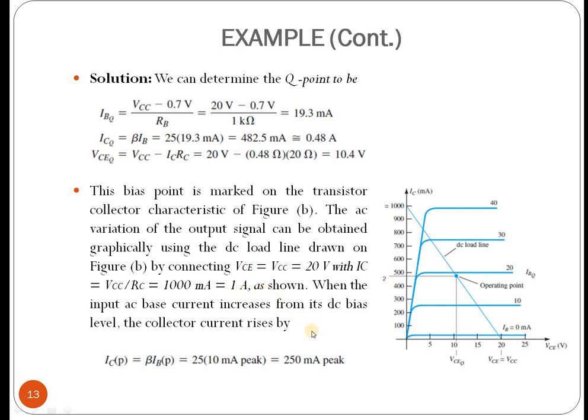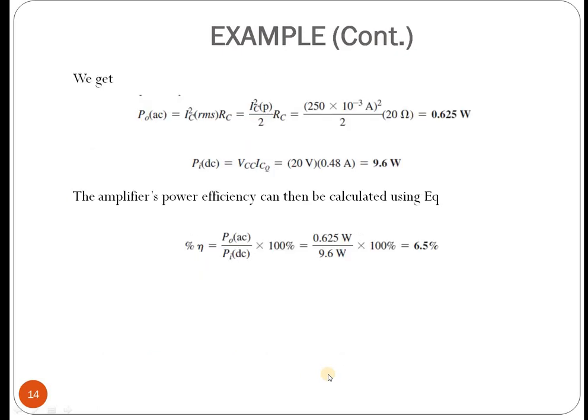At that point the IC peak equals beta times IB, so 10 milliampere peak value times 25, so in total 250 milliampere peak. Now we get the output AC power, PO AC, that is IC squared RMS value times RC. So the result will be 0.625 watt, and the input power PIDC, VCC times ICQ, so the result is 9.6 watt.